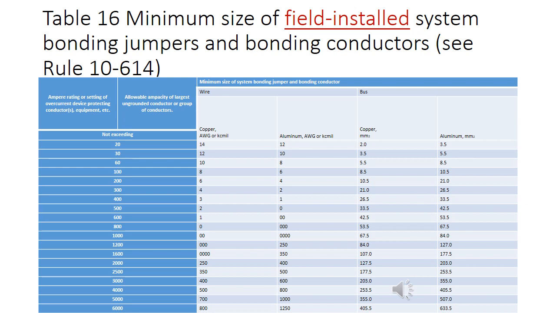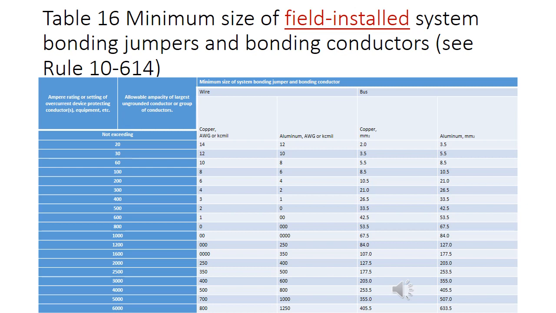On the top of the table, we have either wire or bus, your choice, what are you using? Below that, we have your choice of either copper or aluminum, wire or bus bar, and below that, are you using wire or bus, and what are their sizes?